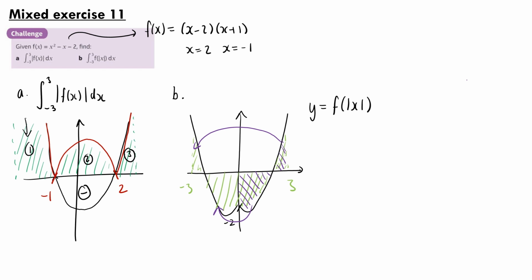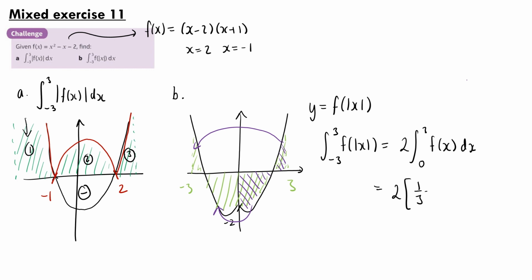So all we need to do is find the value of the integral between 0 and 3 and then just double it. So what we're looking for, the integral between -3 and 3 of f of the modulus of x, is actually just equal to 2 lots of the integral from 0 to 3 of f of x. And this is equal to 2 lots of, well, the integral of f of x is a third x cubed minus a half x squared minus 2x, as we've said before.